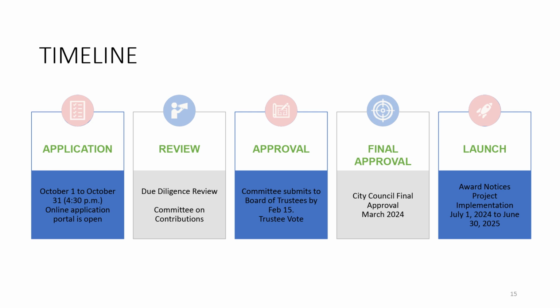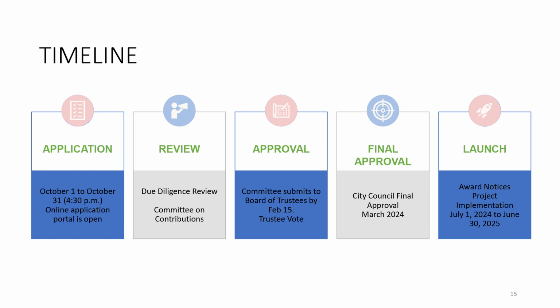The process timeline is that the application portal will be open for 1 month. After that, there'll be a 2-step process. There'll be an internal process to make sure all the applicants have the required documentation, are a 501c3, and all that stuff that's required. Once that is complete, the applications will be turned over to the Committee on Contributions, where they will review and make recommendations for funding. Those recommendations have to go to the Board of Trustees by February 15th.